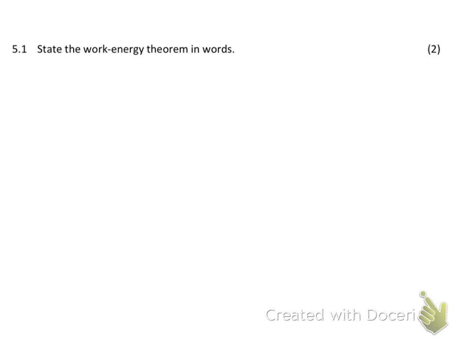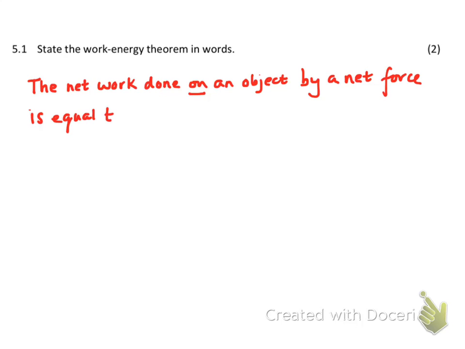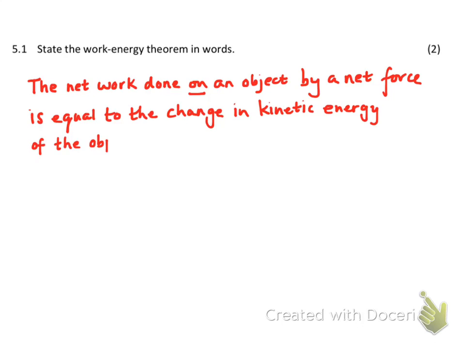Alright, the first question, state the work energy theorem in words. This you really just need to learn off by heart. It should be word perfect. The net work done on an object, be careful, sometimes people say by an object. It's not the object that's doing the work. The work's done on the object by a force. So the net work done on an object by a net force is equal to the change in kinetic energy of the object.